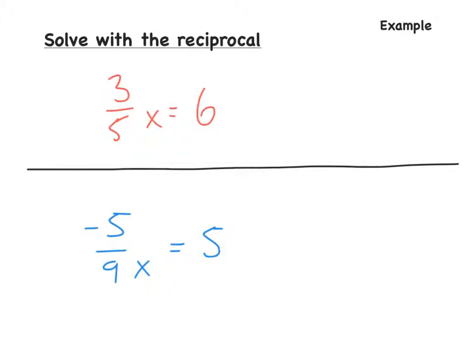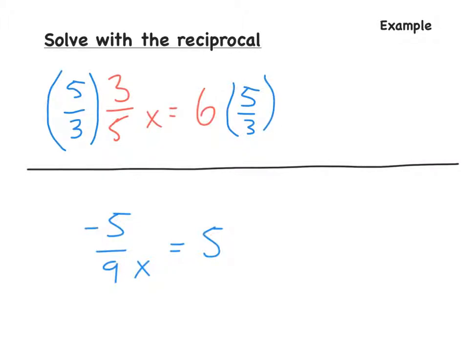let's look at the first one. We have 3/5 times x is equal to 6. When we solve with the reciprocal, we are going to multiply with the reciprocal. So the reciprocal of 3/5 is 5/3. If we multiply 5/3 on the left, we have to multiply 5/3 on the right.